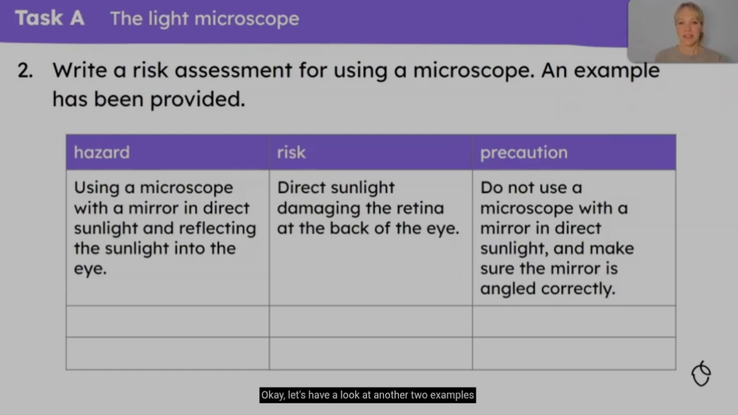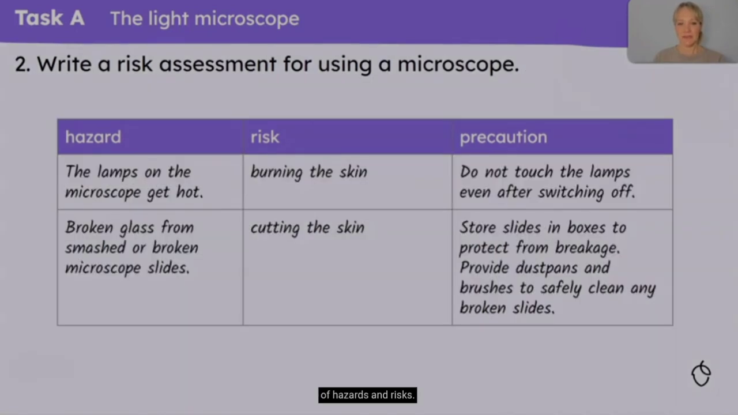Okay, let's have a look at another two examples of hazards and risks. The lamps on the microscope get hot. What would be the risk? Burning the skin. What could be a precaution? Do not touch the lamps, even after switching off. What is another hazard? Broken glass from smashed or broken microscope slides. What would be the risk? Cutting the skin. Precaution: store slides in boxes to protect from breakage. Provide dustpans and brushes to safely clean any broken slides. Hopefully you've got those down on your risk assessment, but if not, please do add to yours.